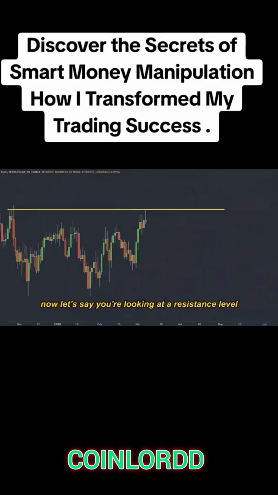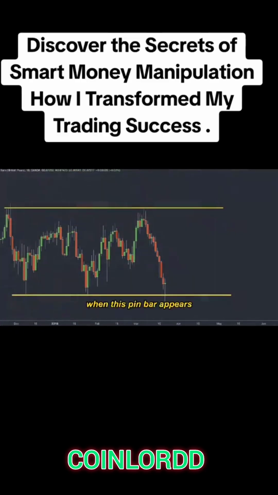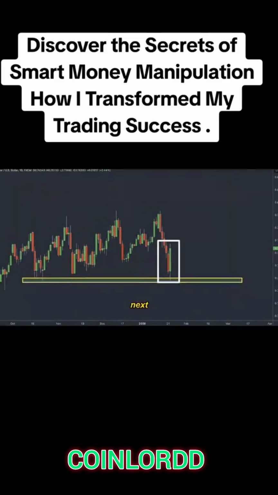Now, let's say you're looking at a resistance level and notice a loss of momentum as the candles get smaller. You wait for a bearish pin bar as your confirmation signal. When this pin bar appears, signaling that buyers have lost control, you place a sell entry at the close of the candle, set your stop loss just above the resistance level, and target the next support level below for your exit. Next, consider an engulfing bar pattern.